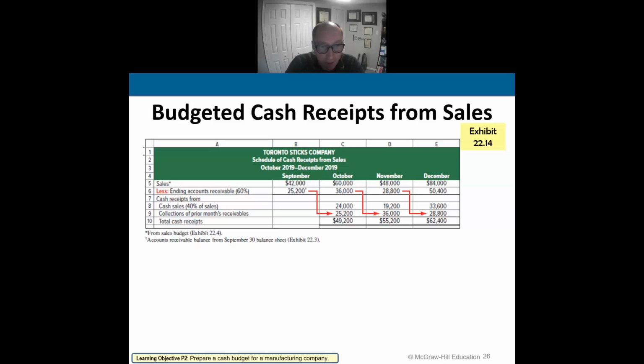Plus any accounts receivable that I'm collecting from the prior month's sales. In this example, 25,200 was what I sold on accounts receivable in the previous month. So now I'm collecting it because it's 30 days later, right? So I add my cash sales and my accounts receivable from the previous month to equal my total cash receipts. And I do that for each month.